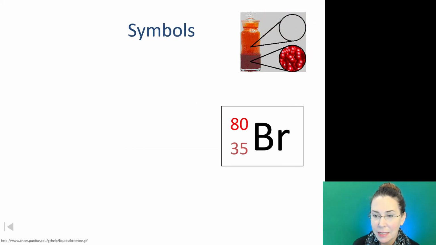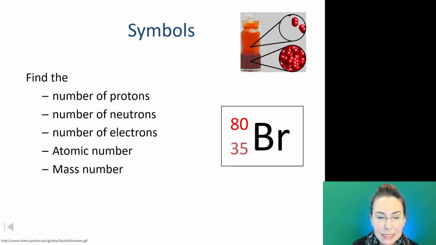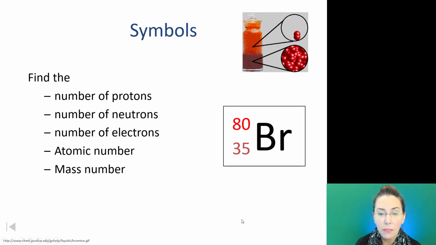Let's try another one. This is bromine. Bromine is one of the only elements that is a non-metal and a liquid at standard room temperature. In fact, it's the only non-metal liquid at standard room temperature. So let's find the number of protons, the number of neutrons, the number of electrons, the atomic number, and the mass number for bromine. Bromine would have 35 protons, 45 neutrons, 35 electrons.